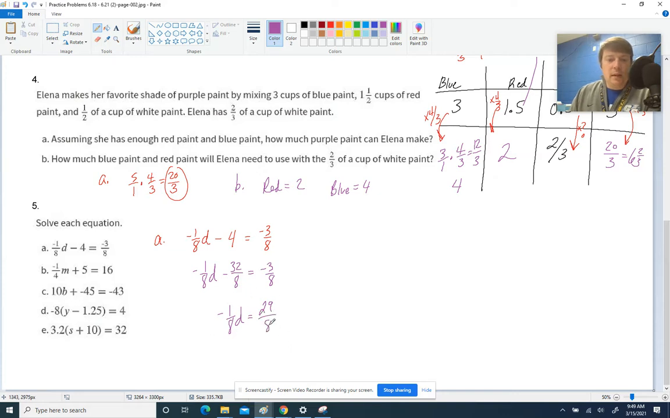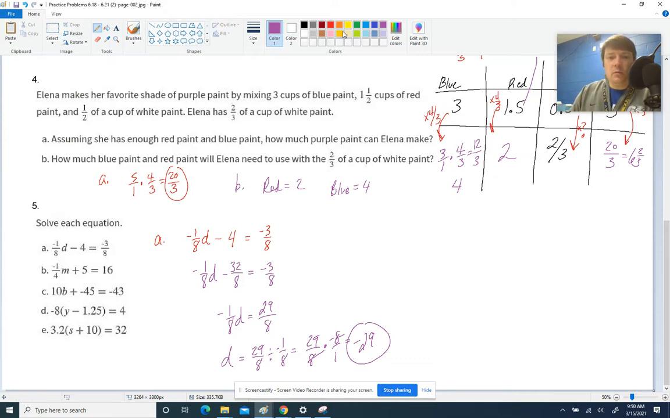And then my last step will be to divide the total by the eighth that's here, and that will tell me what d is equal to. So to find this, I've got to do 29/8 divided by a negative 1/8, which is the same as 29/8, keep, change, flip. The eighths cancel, and we get negative 29. And that's the answer for part A.